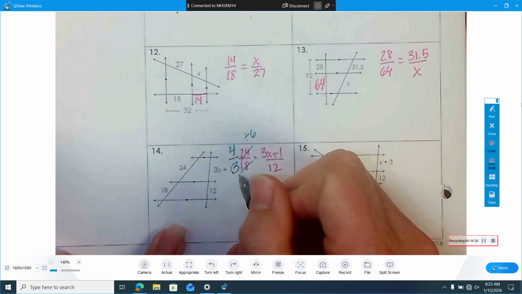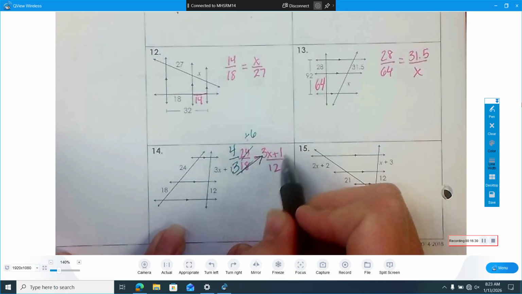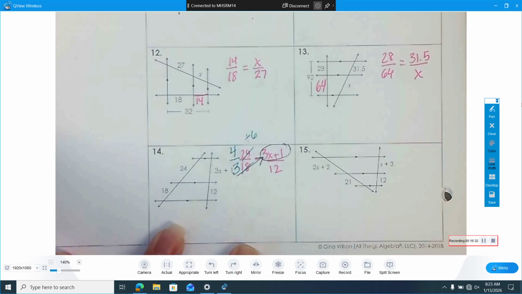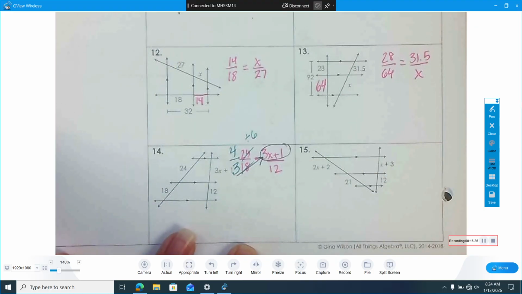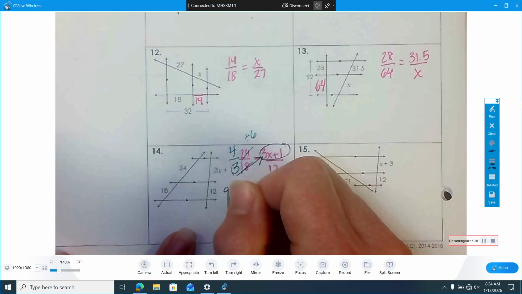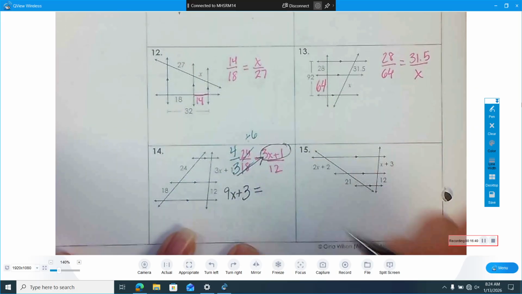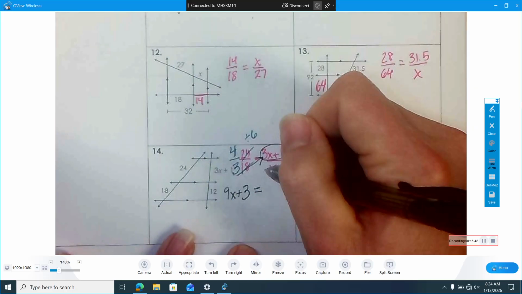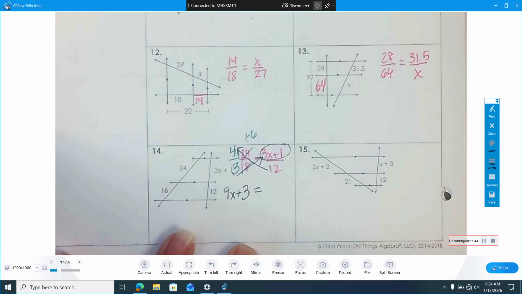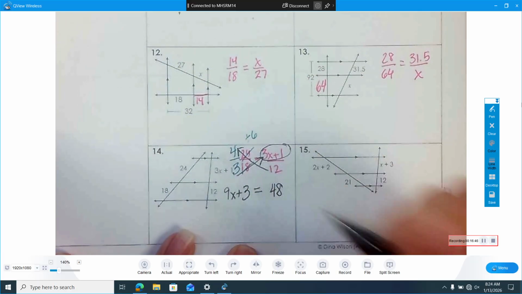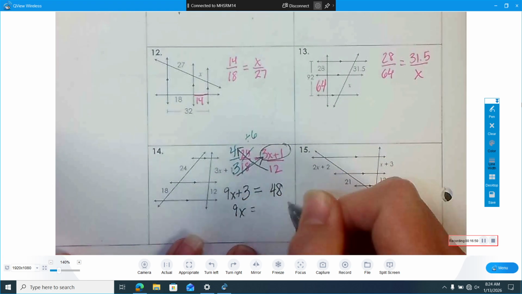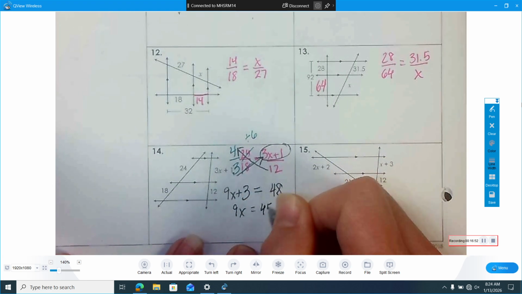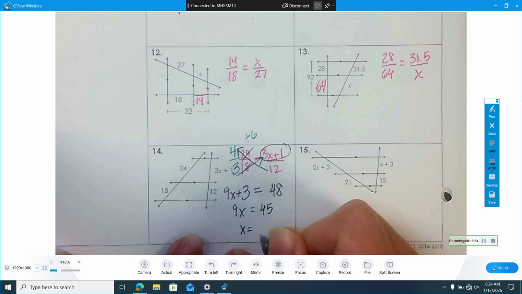And then we can cross multiply. So I'm going to do 3 times the entire 3x plus 1. What is 3 times the entire 3x plus 1? 9x plus 3. Beautiful. And then we're going to do 12 times the 4, which is 48. I can subtract the 3. 48 minus 3 is 45. And then divide by 9, we get 5.